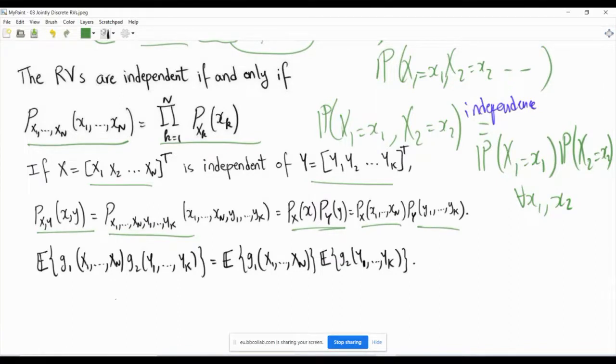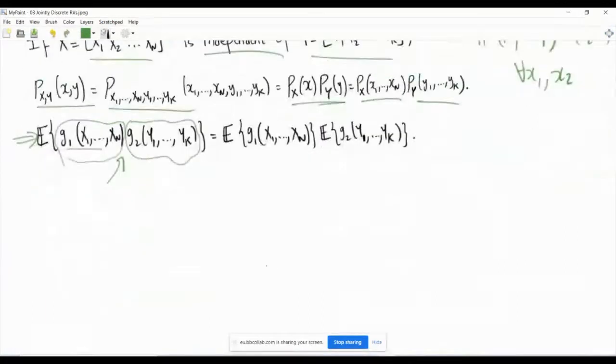And now the expectation of a product. If the x's are independent, basically this line here is again under the assumption of independence. If you have a function of the first collection of random variables, the x's, and another function of the y's, and you know that the x's and y's are independent, then the expectation of G1 multiplied by G2 will be the product of expectations. So this is very important.